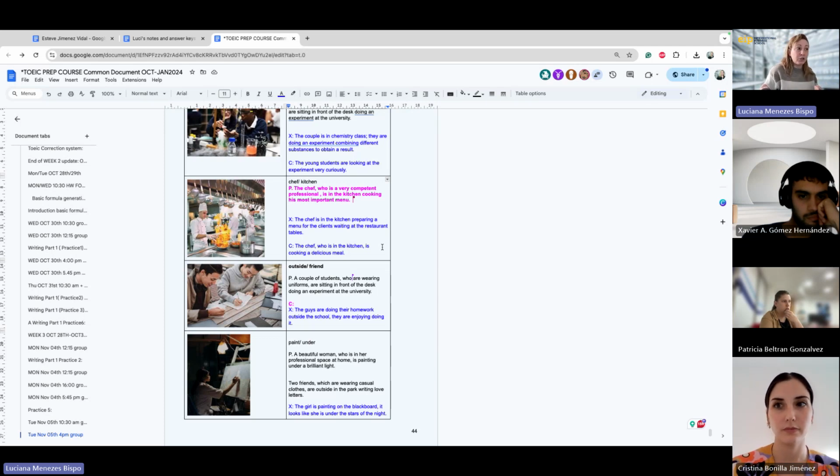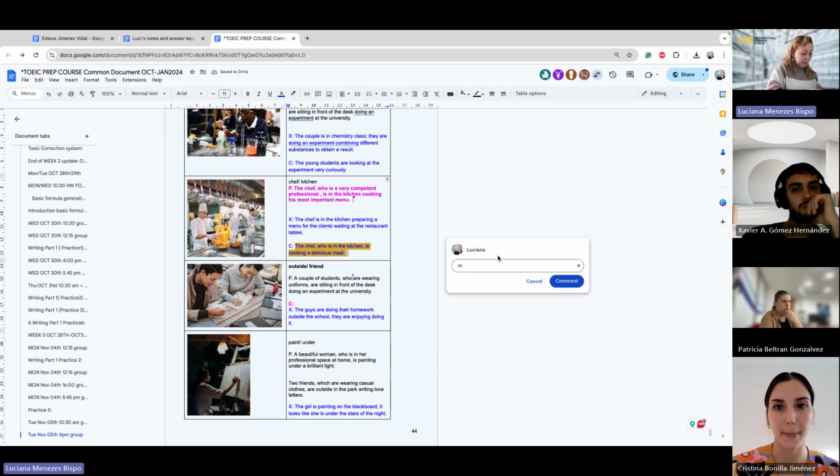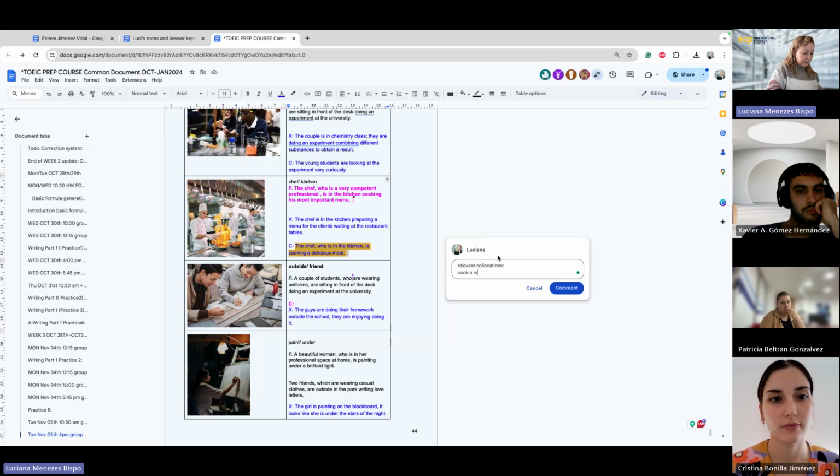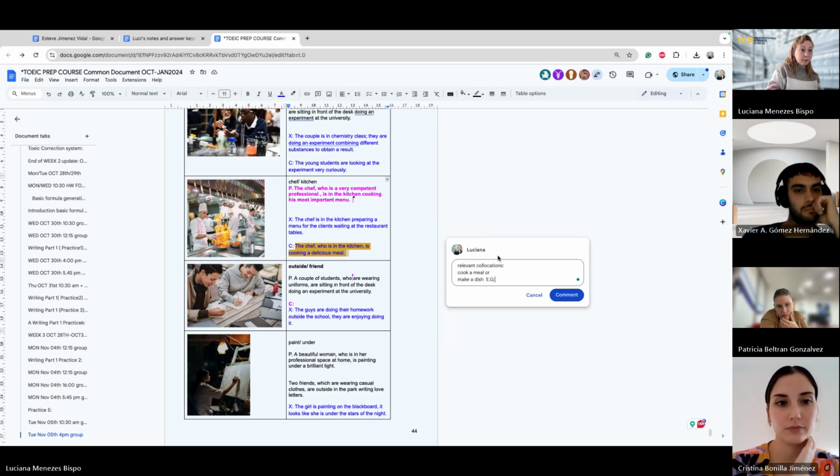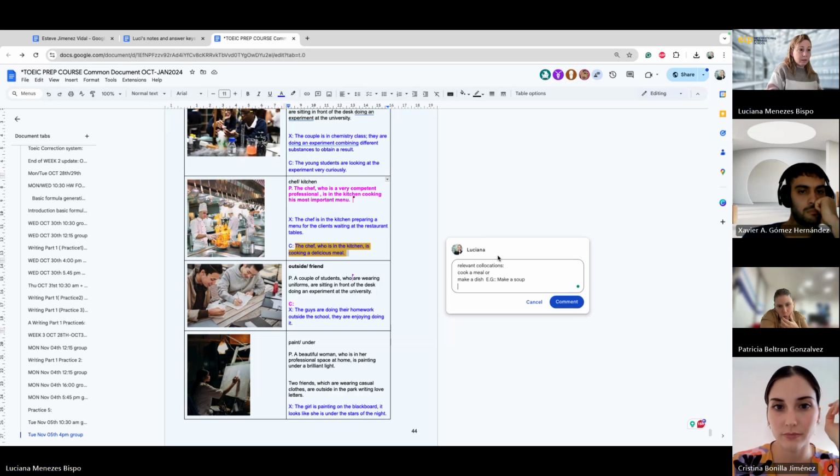This is what we call collocations in English. The same in Spanish. Relevant collocations for this picture. So you cook a meal or you make a dish. For example, you make a soup or you bake a cake, for example.